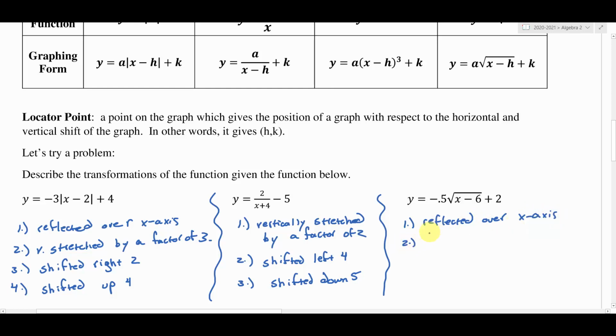Okay. It also tells me that it has been compressed, right? So this is a number in between 0 and 1. So this is not like the first one where we had a 3 and a 2. Those are numbers that are bigger than 1. This one is smaller than 1 and in between 0 and 1. So this is a compression. So this has been compressed by a factor of 0.5.